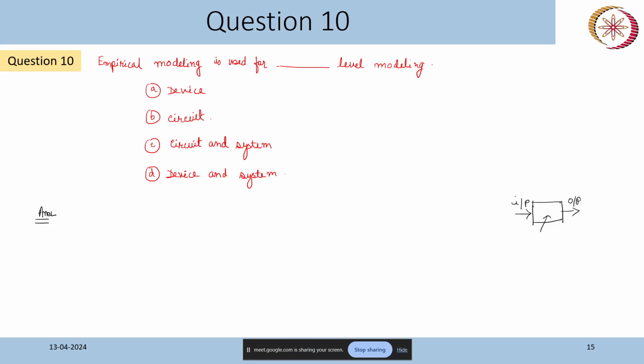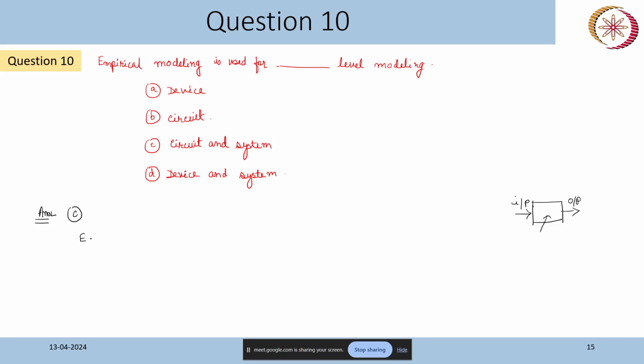This is useful instead of considering the physics behind all the devices inside the circuit or system. If the system is very complicated, then our analysis will also be very complicated if we want to do everything physics based. So in that case, empirical modeling can be useful, and it is often used for circuit and system level modeling, circuit and system designs. So here the correct option is C.